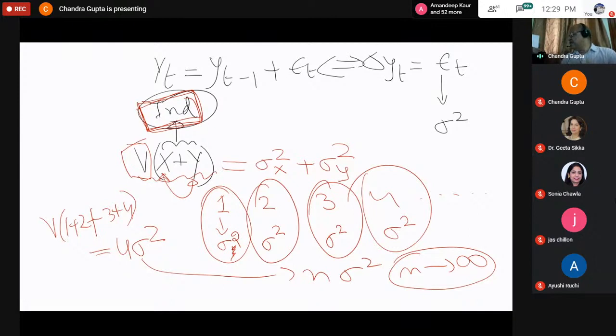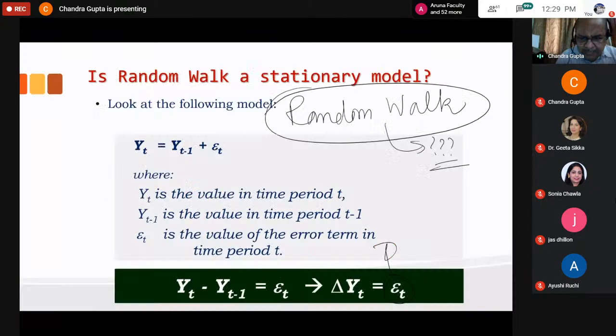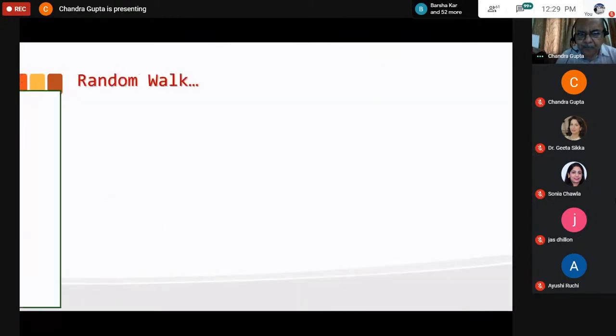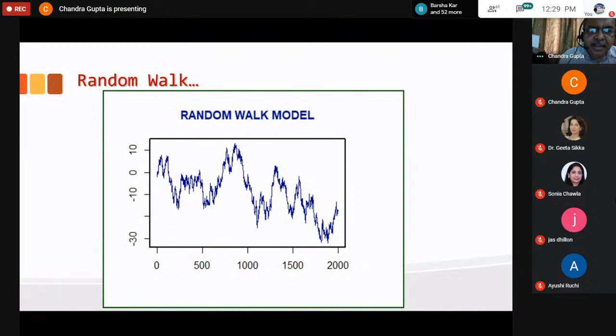Right, Hardeep, you are absolutely right. At the moment you say n times variance, that means time dependent and it may become infinite, and therefore random walk is always non-stationary. Okay? So this is an example of a random walk.